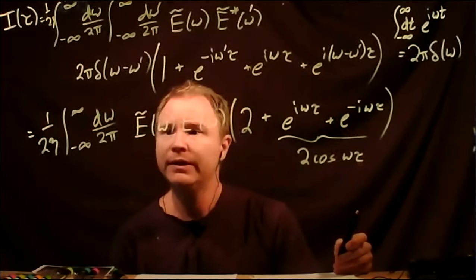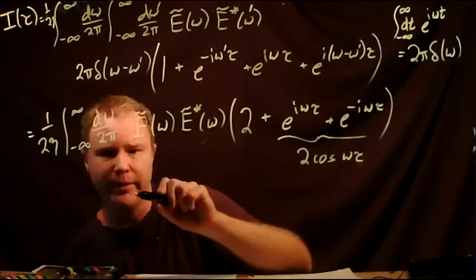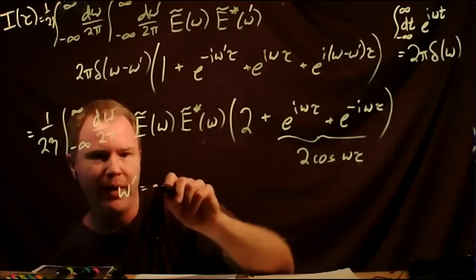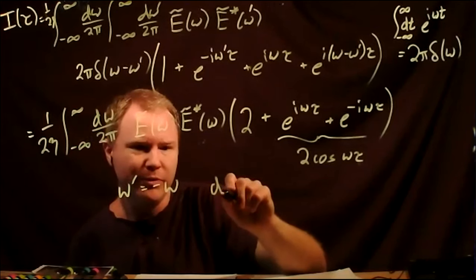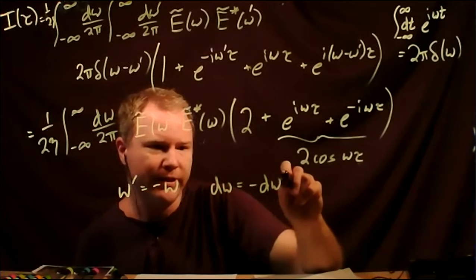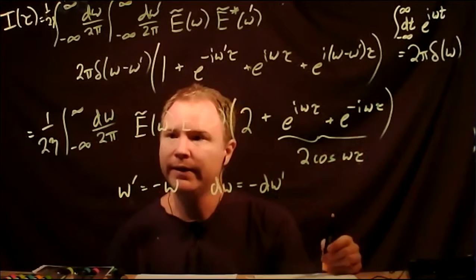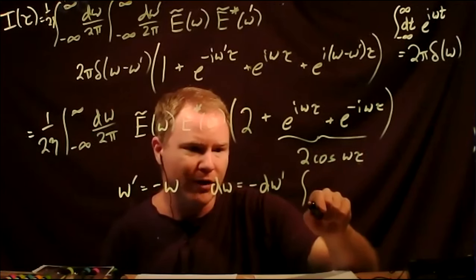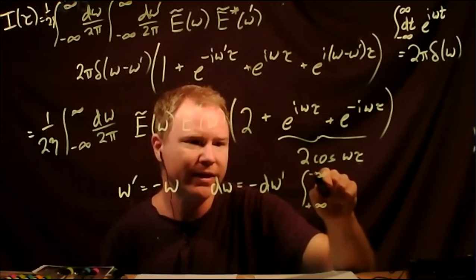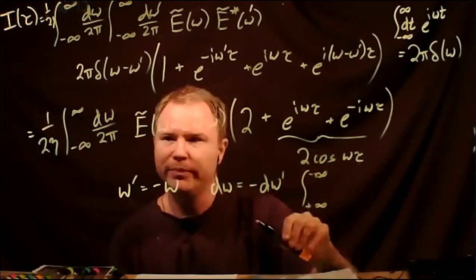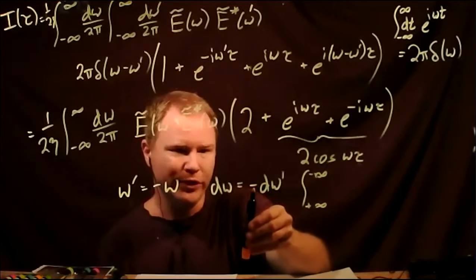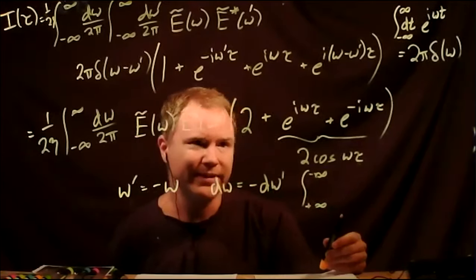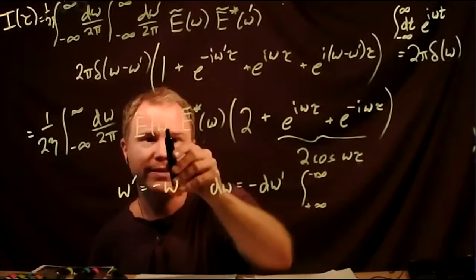I'm going to change variables. I'm going to take this whole second term, and omega prime is gone, but I'm going to reintroduce a version of it. Let omega prime equal minus omega. So this turns d omega into minus d omega prime. I'm only going to do this for the second term. And the limits of this integral are going to go now from plus infinity down to minus infinity. If I switch the limits of this integral to make them the normal limits, it will introduce a minus sign that will cancel out this minus sign. So the net effect is that this doesn't do anything other than change the sign here. It also changes the signs here.